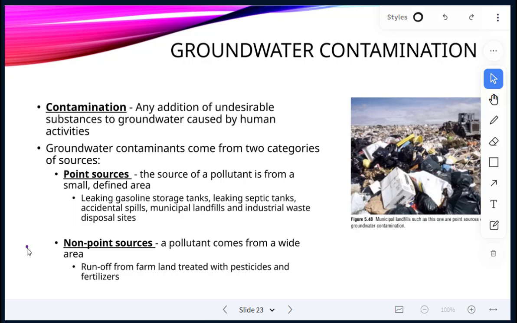Non-point sources is when the pollutant comes from a wide area. For example, runoff from farmland, if it's been treated with pesticides and fertilizers, would be a non-point source. Okay, so two categories of how groundwater can become contaminated: point source and non-point source. This is a landfill, a municipal landfill. That would be a point source of groundwater contamination.